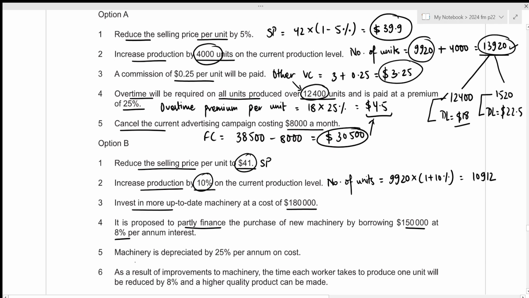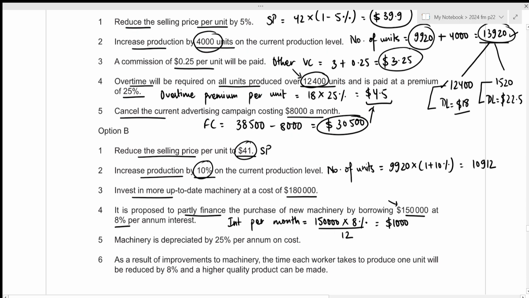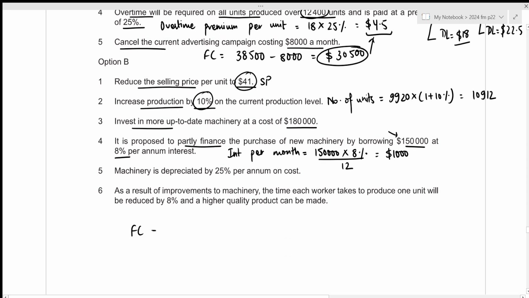So now we also need to calculate the interest per month. That will be a part of our fixed cost. We know that the loan amount is 150,000. The rate per annum is 8%, but we only require the interest per month, which is why we divide it by 12. So that results in 1,000. This should be added to our fixed cost. Okay, the previous fixed cost was of 38,500. We now increase it by the interest per month.